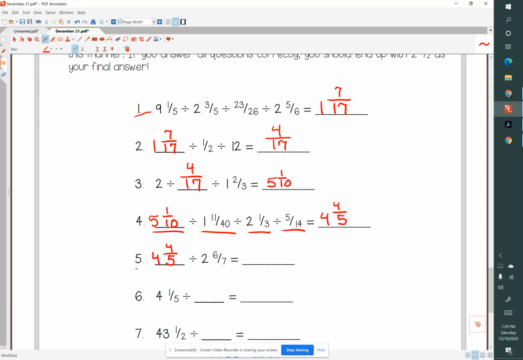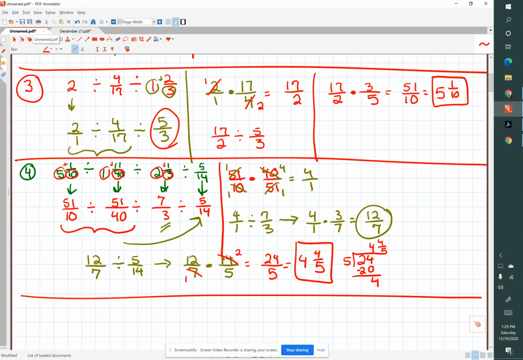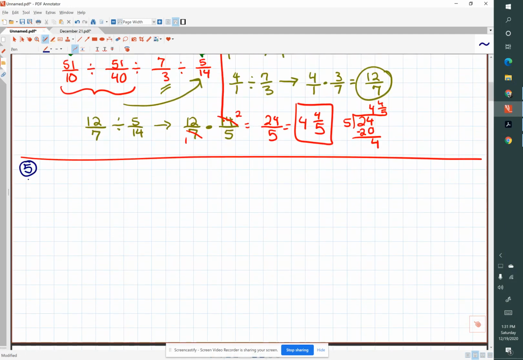Okay, number 5 has 2 numbers for us to work with. Let's get our paper ready. Okay, let's work on number 5. We have 4 and 4/5 divided by 2 and 6/7. Let's convert these to improper fractions. 5 times 4 is 20, plus 4 is 24 over 5, divided by 7 times 2 is 14, plus 6 is 20 over 7. Now let's do our keep, change, flip.